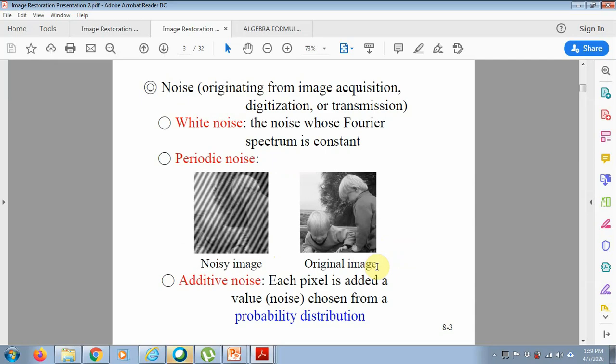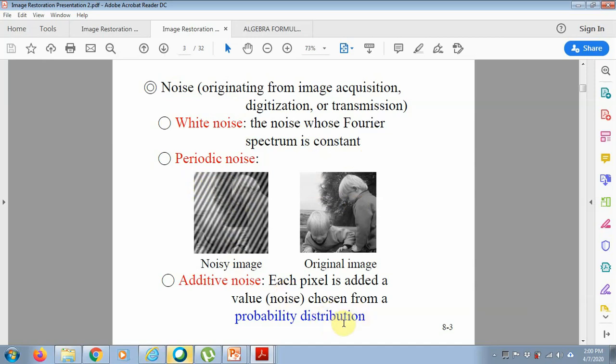The noise can originate from your image acquisition, digitization, and transmission. White noise is noise whose Fourier spectrum is constant. Suppose this is a noisy image of the original image, with periodic noise. After each period interval, you will feel noise has been added to the input image. Additive noise means each pixel is added to the noise.